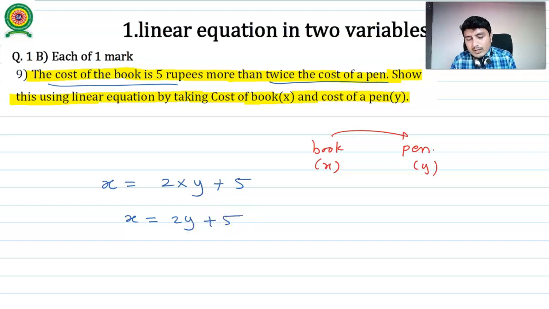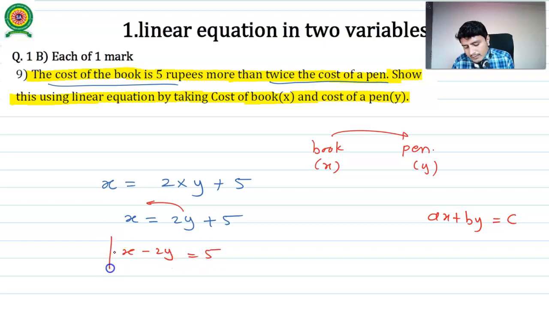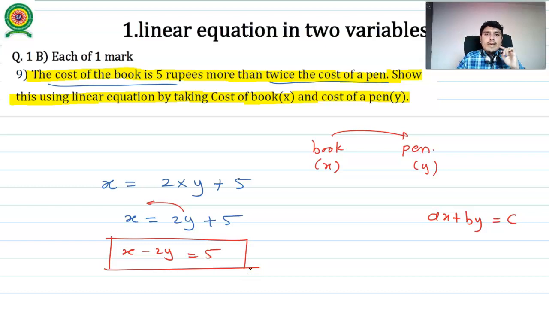Now let's try to convert this equation into the general form of a linear equation in two variables, that is ax plus by equals c. That means we have to shift this 2y from RHS to LHS. That means our target is to collect all variables towards the LHS and all constants towards the RHS. Once we shift the 2y from RHS to LHS, plus 2y becomes minus 2y, so the linear equation in two variables for the given question is of the form x minus 2y equals 5, where x is the cost of book and y is the cost of pen.